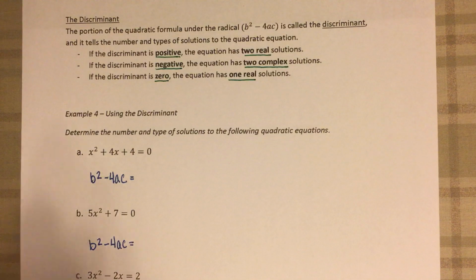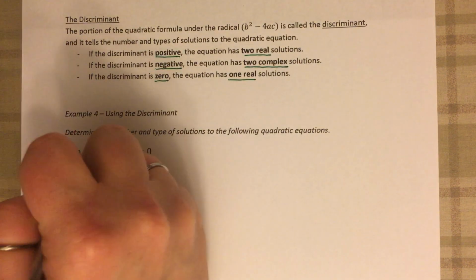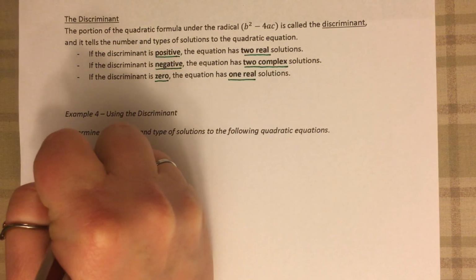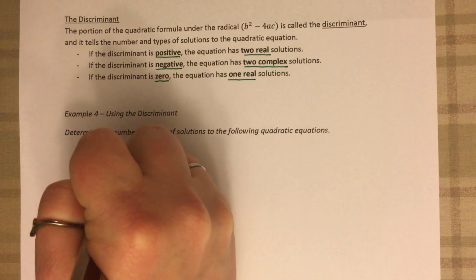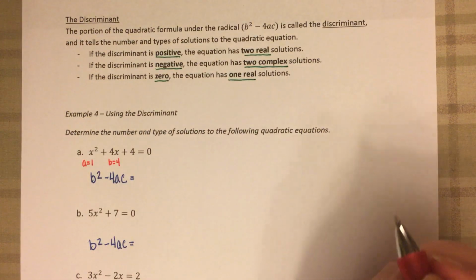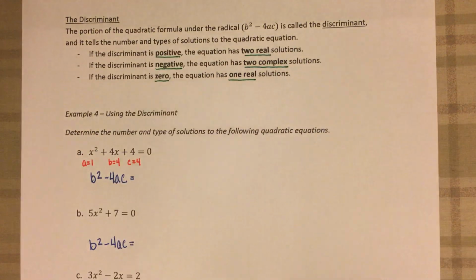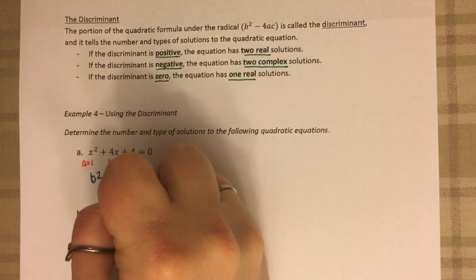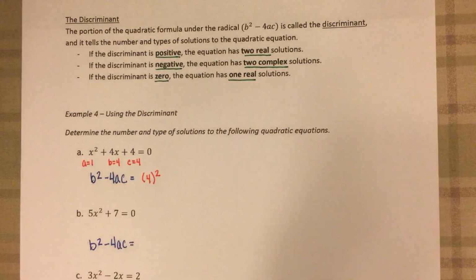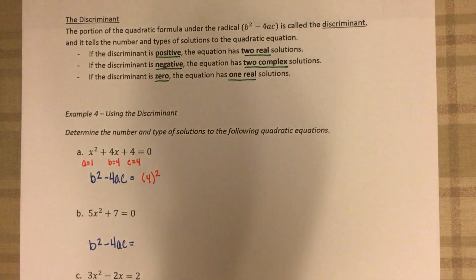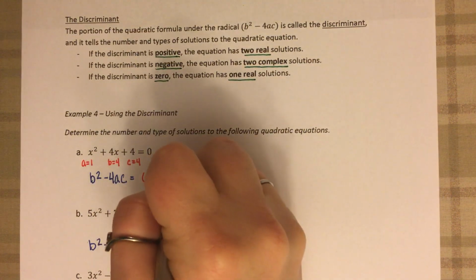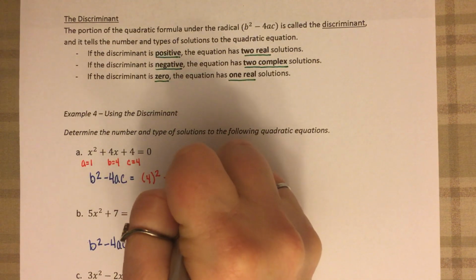All right, so looking at this example, our coefficient of x squared is our a. So a is equal to 1. Our coefficient of x is our b, so b is equal to 4. And our constant term, our number that's all by itself, is our c, so our c is equal to 4. All right, so we plug these in. Our b is 4. We're always going to put this in parentheses, especially if we have a negative number. So we're going to have 4 squared minus 4 times 1 times 4.